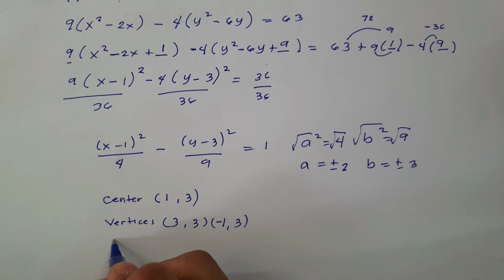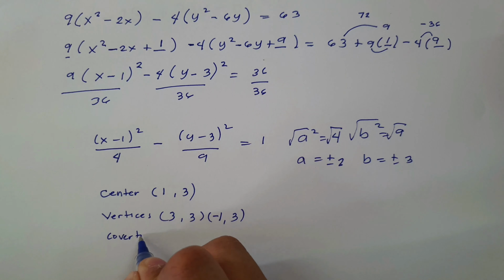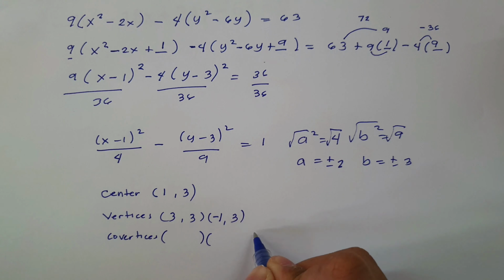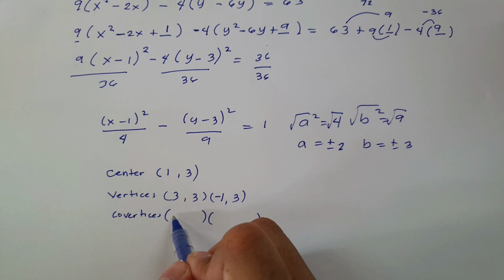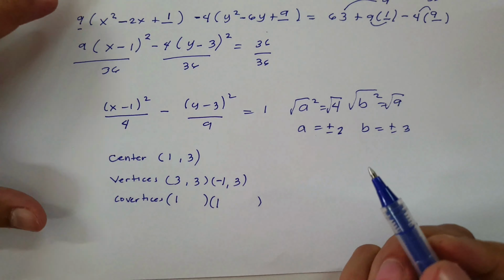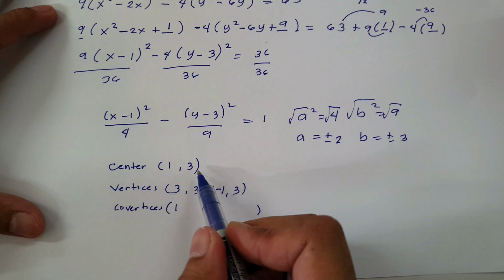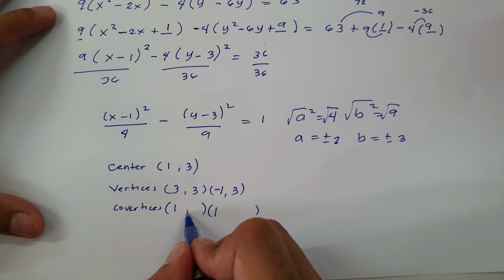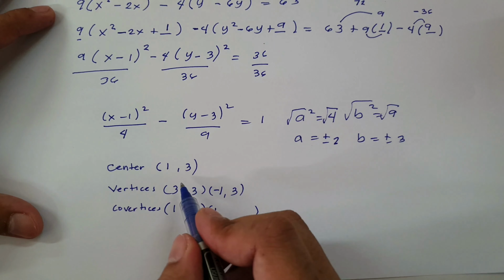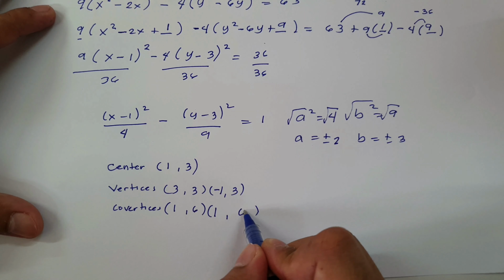Next, we have the co-vertices. This time, we are going to copy the value of h, that's 1, and then add the value of b to the value of k. So 3 plus 3 is 6, and 3 plus negative 3 gives us 0.